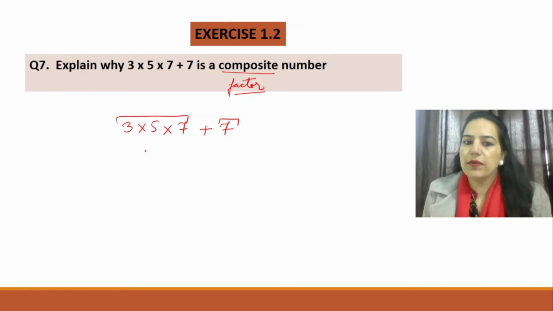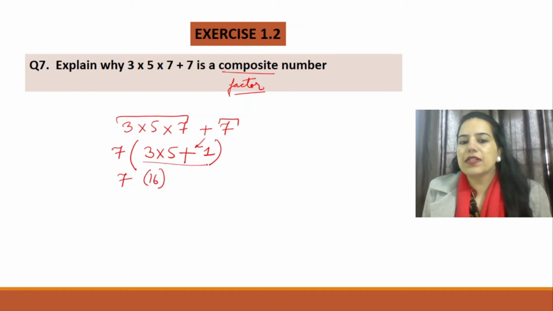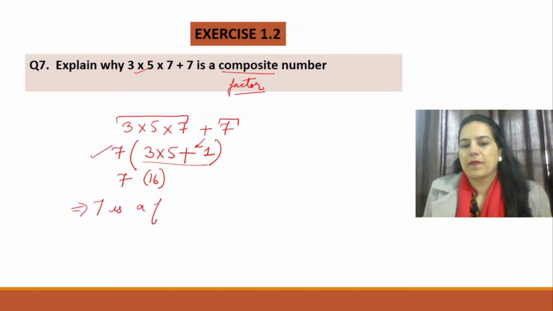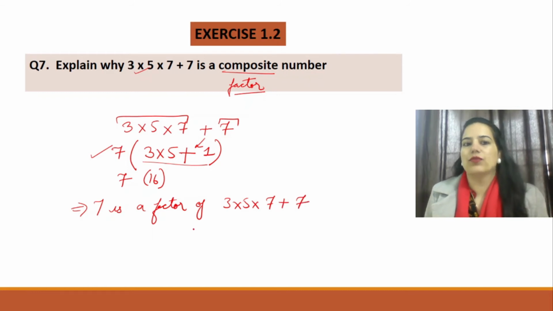So can I take something common out of here? Yes, I can take 7 common. What is left? 3 into 5 plus, what is left here? 1. Now you may solve the bracket as well because it's simpler. 5 3s are 15 and 1, 16. But even if it is very big and complicated, as it is, you've proved that 7 multiplied by some number will give you this expression. Right? This implies that 7 is a factor of 3 into 5 into 7 plus 7. Therefore, the given expression is a composite number.